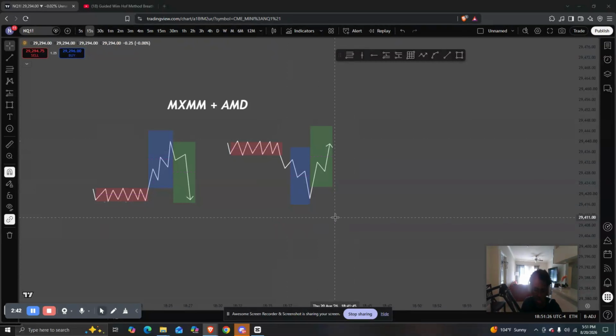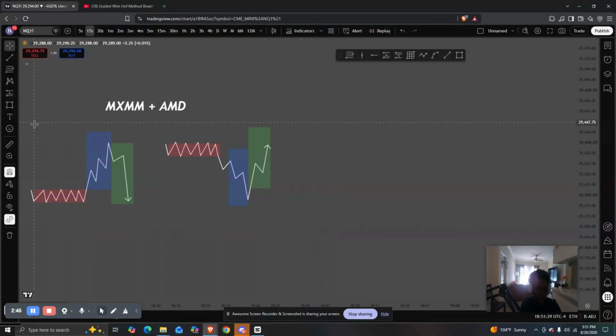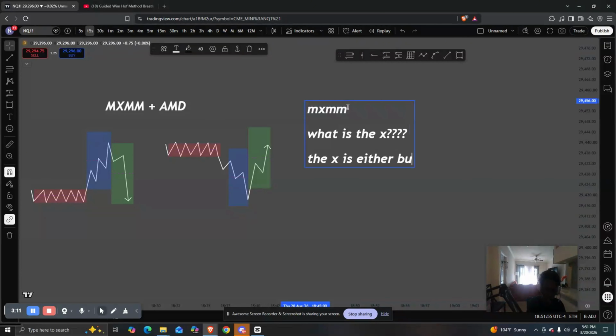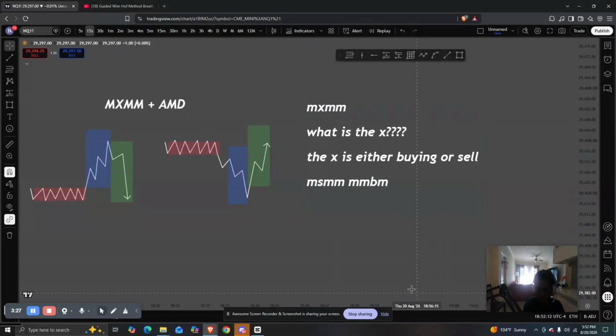Market maker model AMD, full breakdown. So what are market maker models? MXMM, what is the X? The X is either buying or selling. If you were in a sell model, you'd write it MSMM, market maker sell model, and if you're buying, you'd be in a market maker buy model. Cool, so now we know what the X is.